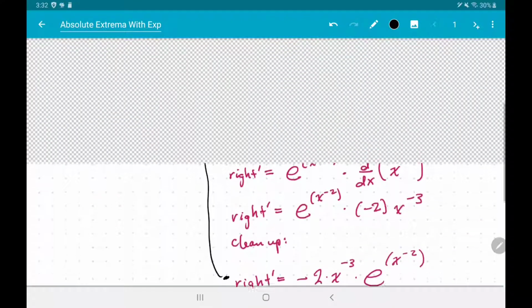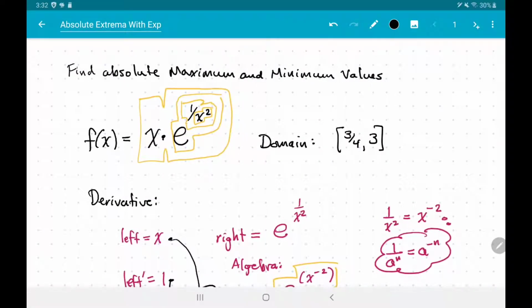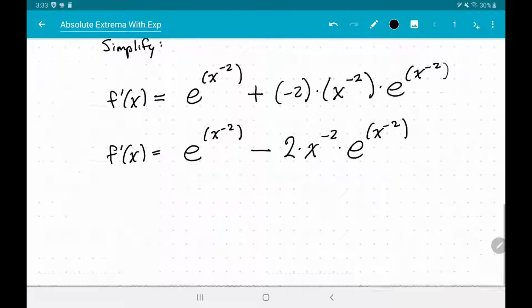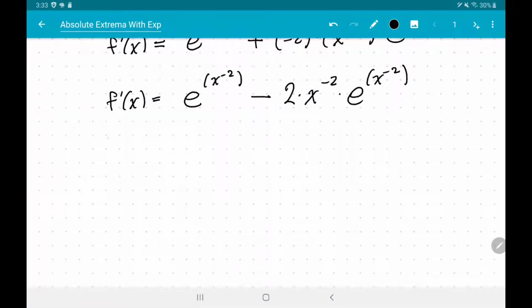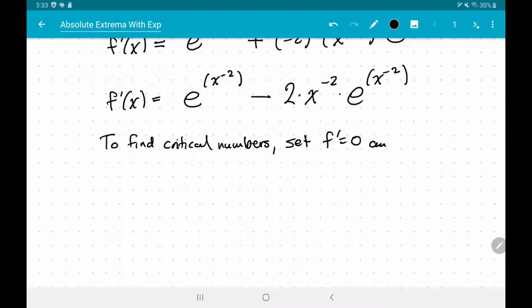Now remember where we're going with this. We're looking for absolute maximum and minimum values for a smooth function on a domain that's a closed interval. There are only a few candidates for the absolute maximum and minimum, and they are the left and right endpoints and any critical numbers. We've taken the derivative of f, so we're on our way to finding critical numbers. So to find critical numbers, what do we do? We set f prime equal to 0 and solve.